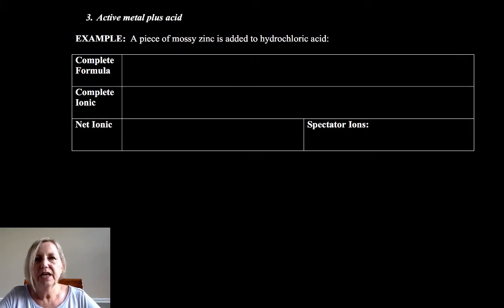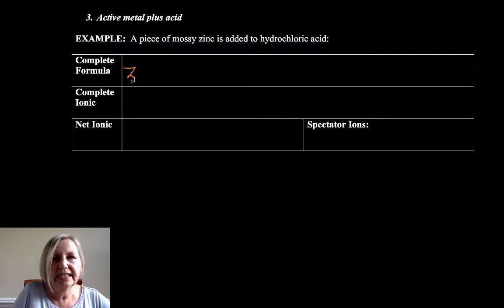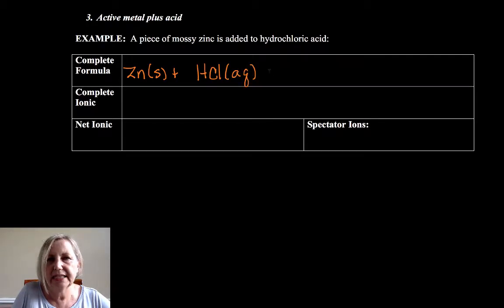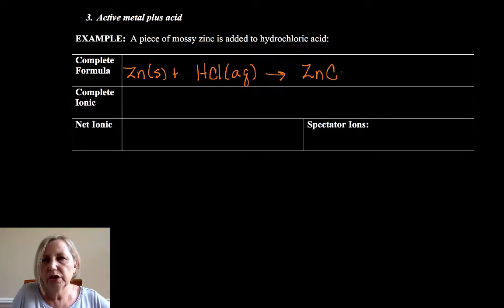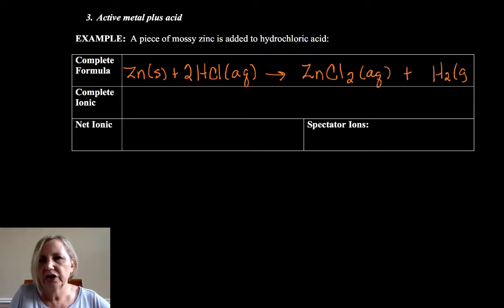Okay, so I've got a piece of zinc added to hydrochloric acid, mossy zinc, plus hydrochloric acid. Hydrochloric acid is one of your strong acids that you would memorize. So zinc wants to become zinc +2, so it's going to go with the negative chloride. We'll have 2 of those. That's aqueous. Look at your solubility rules. Hydrogen gas.